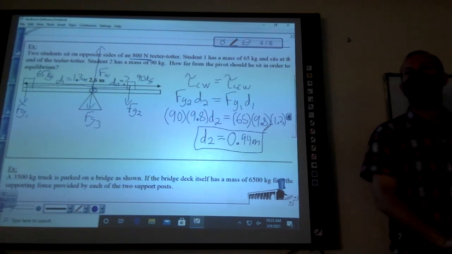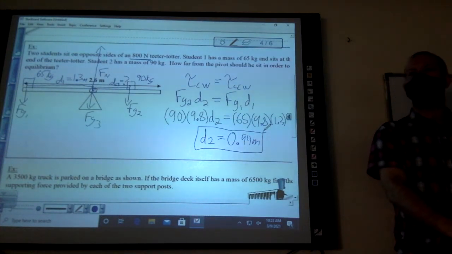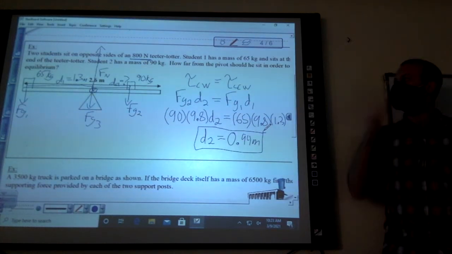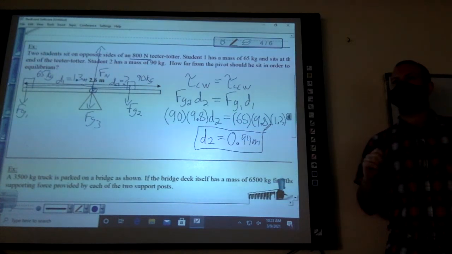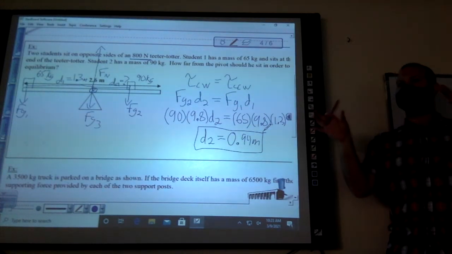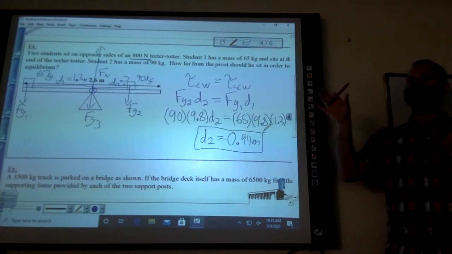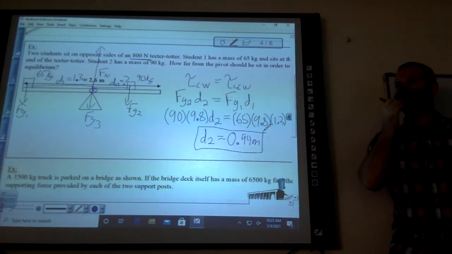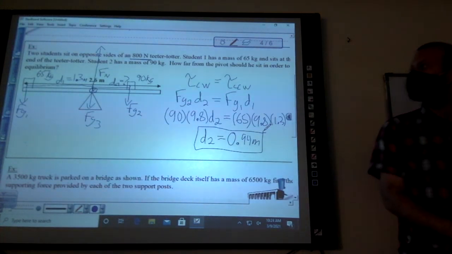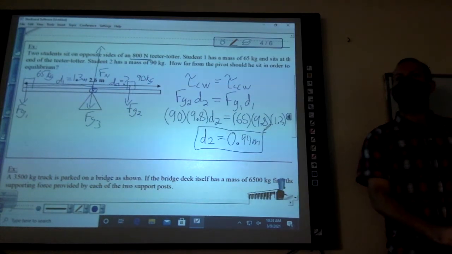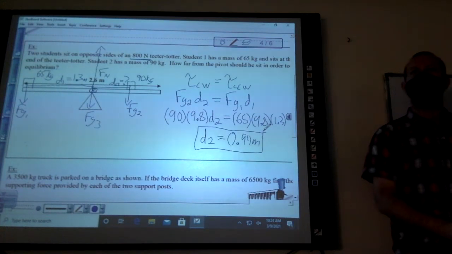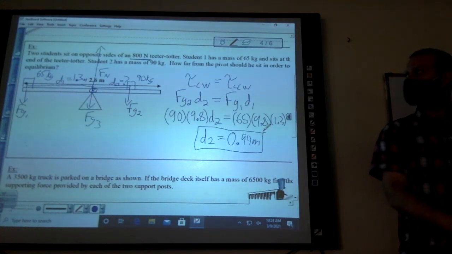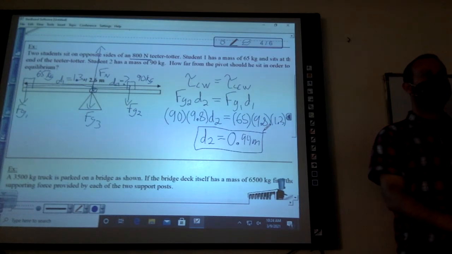Yep. Why is D2 different than D1? Because they're not the same distance from the pivot point. And if you think about it, the two masses are different, so the two forces are different. If they were at the same distance, the 90 kilogram student would go down and the 65 would go up. So this would be like if you're on the seesaw, sitting in the middle. Not actually sitting on the seat, you could sit in the middle. If we had a seesaw here, we could actually test it out and try it. But we don't.